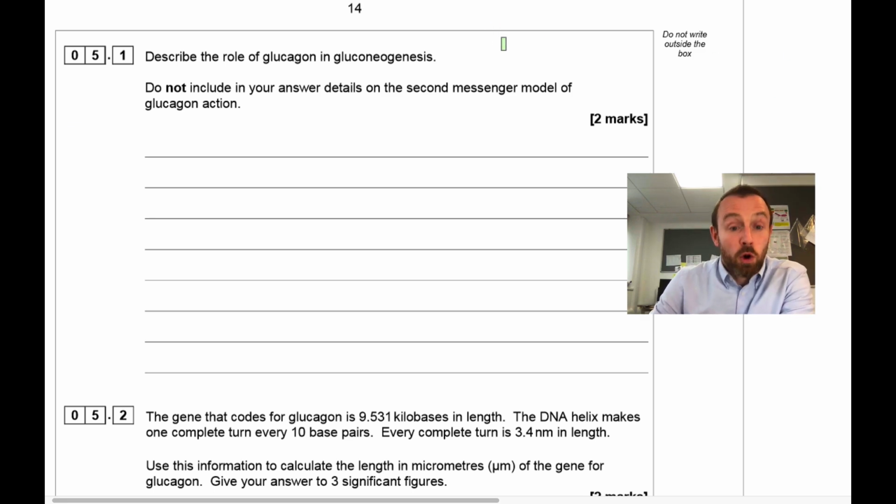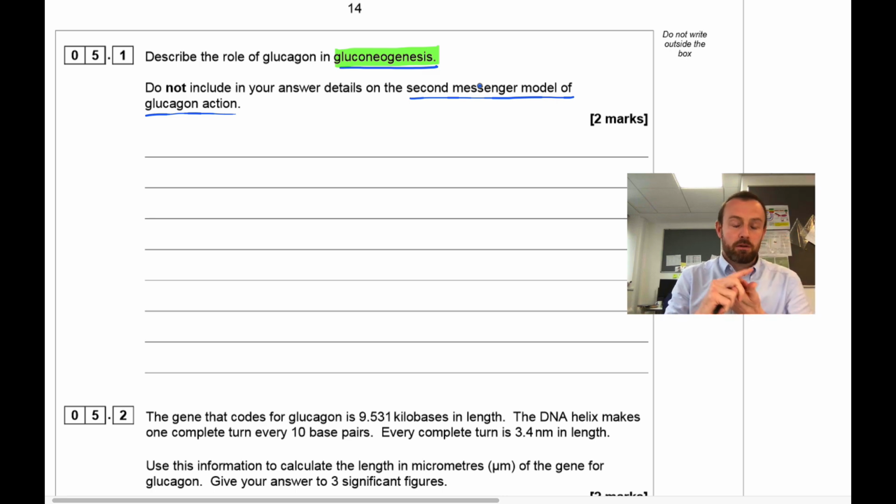Describe the role of glucagon in gluconeogenesis. So this long word, gluconeogenesis: glucose, neo meaning new, genesis meaning making new glucose. So this occurs in the cells of the liver, and it is in response... Let me read this question. Do not include in your answer details of the second messenger model of glucagon action. So we don't need to talk about cyclic AMP. We just need to talk more specifically about the end result, gluconeogenesis.